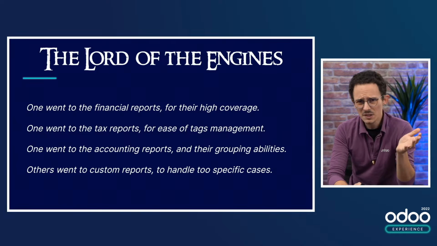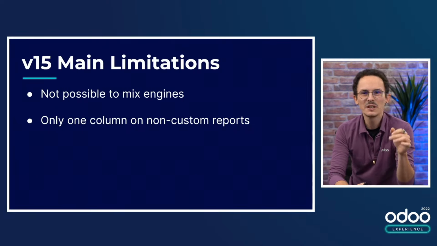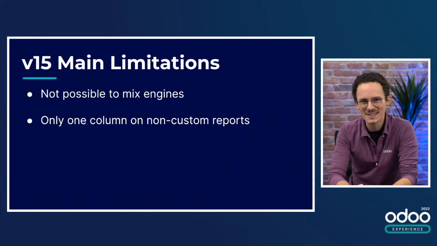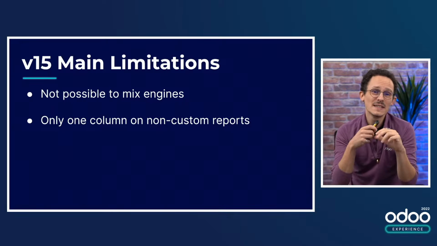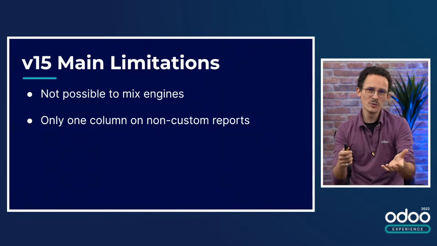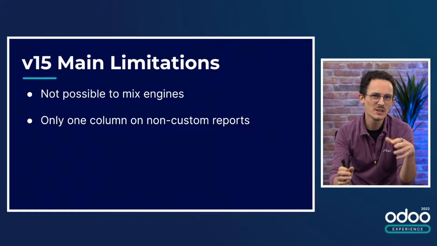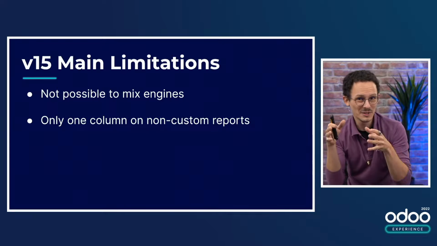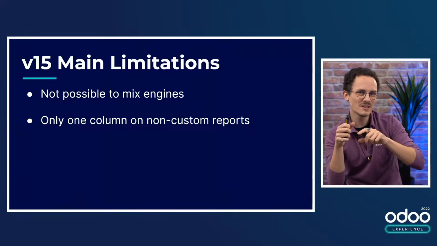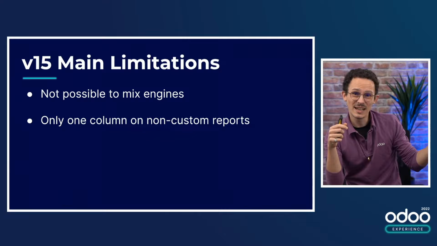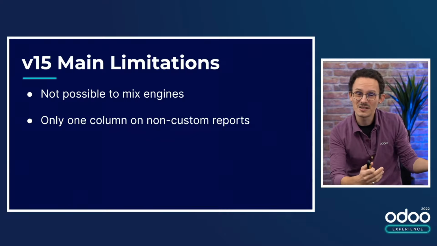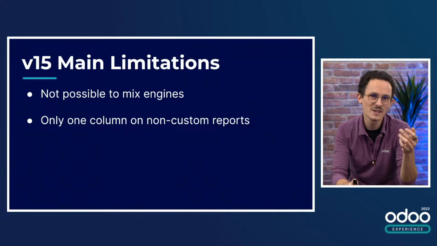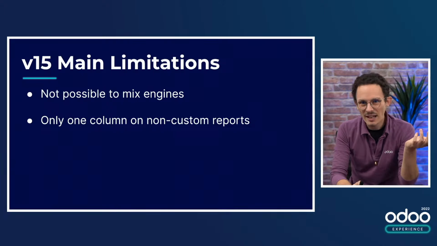And this was working really nice, but there were two big limitations we had to handle when starting the work on v16. First thing, a big one, is that it's not possible to mix engines. As I told you, we made families of reports, each with its dedicated engine. And the problem with that is that if you're in a family with your report, but you need something that is only working on another family, you can't have it because it's another engine. So it's not compatible. If you want to do these kinds of things, you have to do a full custom report. And that's not very handy.